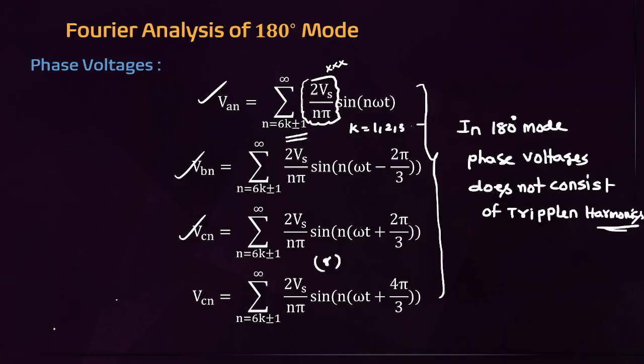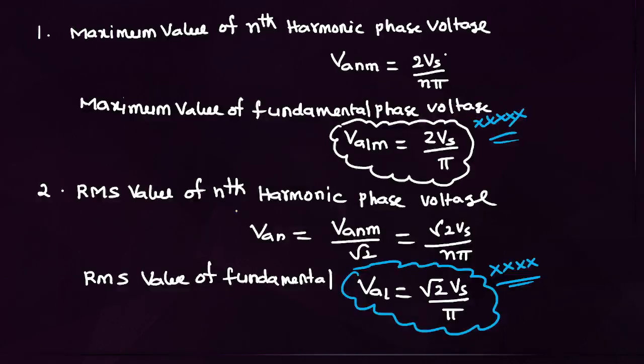If you apply the Fourier analysis for 180-degree mode, this is the instantaneous voltage of phase voltage. But this is not important. This you have to remember. In 180-degree mode, what is the maximum value of nth harmonic phase voltage? Maximum value of fundamental phase voltage. RMS value of nth harmonic phase voltage. RMS value of fundamental phase voltage.